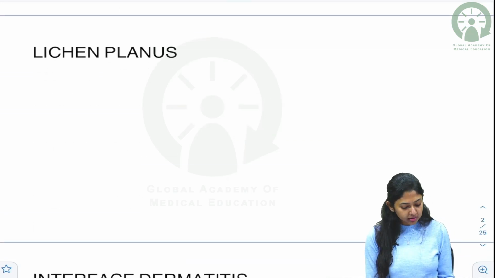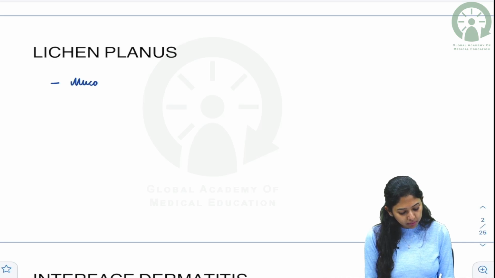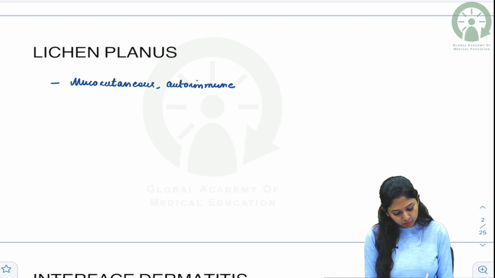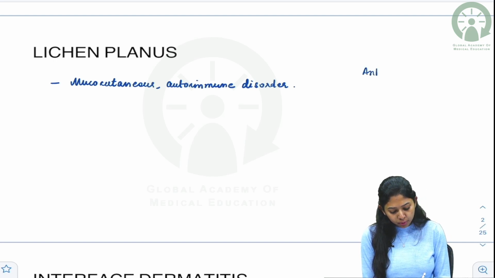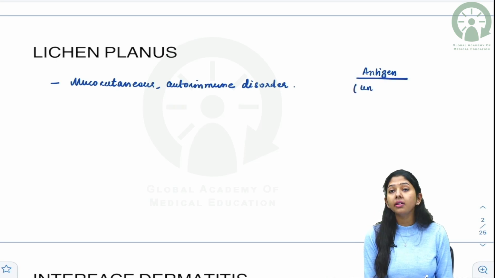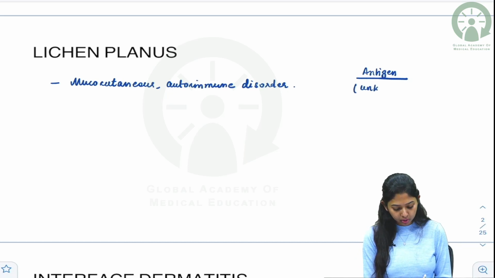Now lichen planus is a mucocutaneous autoimmune disorder, right? Now the antigen in lichen planus is unknown. Okay, what is triggering this particular condition? We do not know the antigen exactly here.